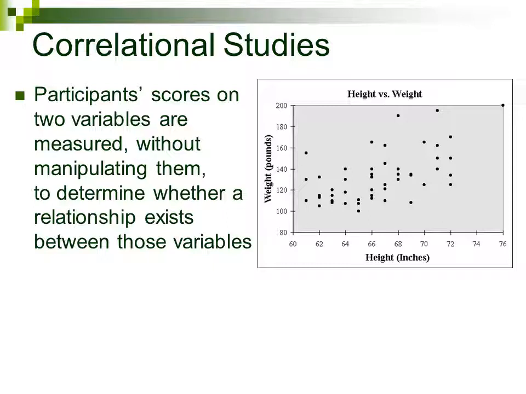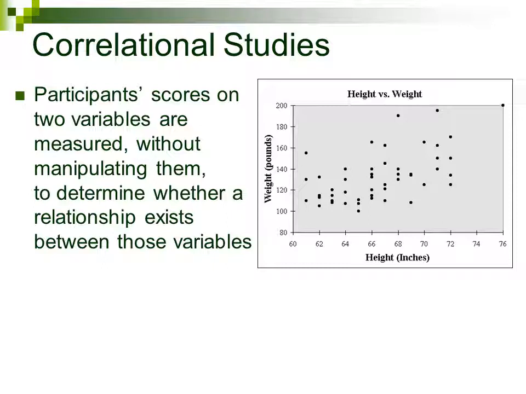Notice that we're not changing people's weight and seeing if that changes their height. We're just measuring things. Neither of these variables are being manipulated. We're just measuring the height and the weight of our participants. And in this case, we would say that there's a positive correlation between these variables. As people's height increases, so does their weight.